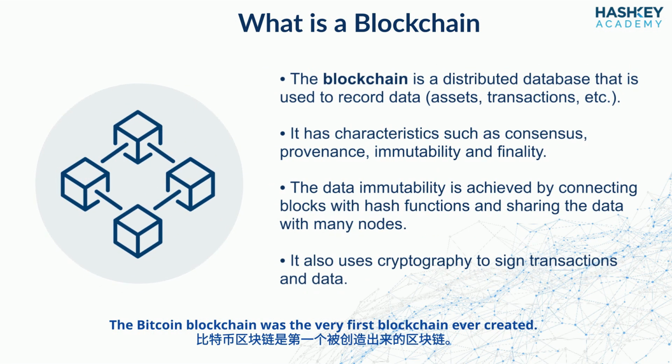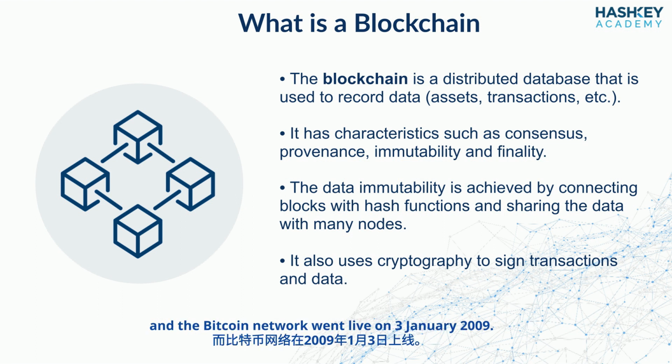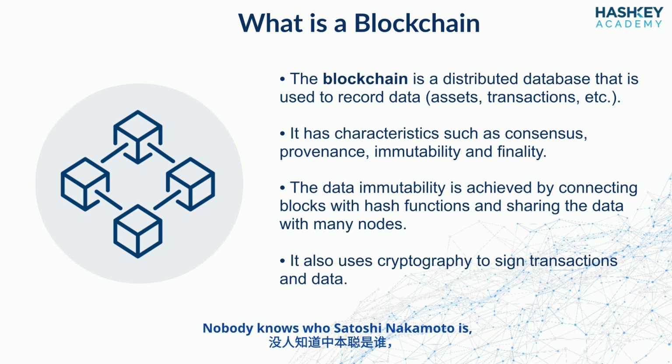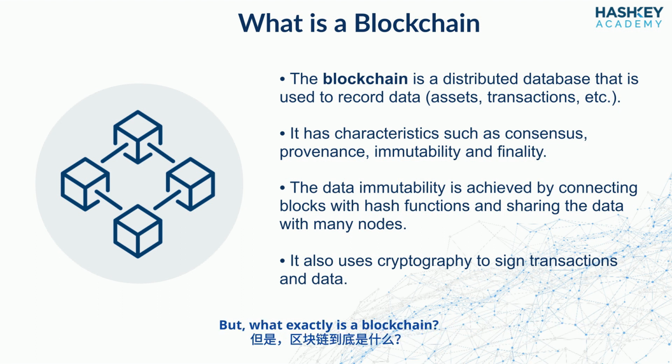The Bitcoin blockchain was the very first blockchain ever created. Satoshi Nakamoto launched the Bitcoin white paper back in October 2008, and the Bitcoin network went live on the 4th of January of 2009. Nobody knows who Satoshi Nakamoto was, but he left us a technology that we nowadays use for so many different use cases. But what exactly is a blockchain?